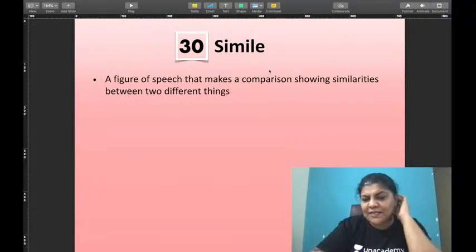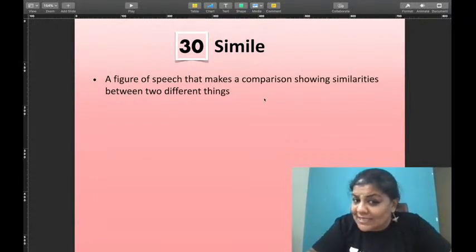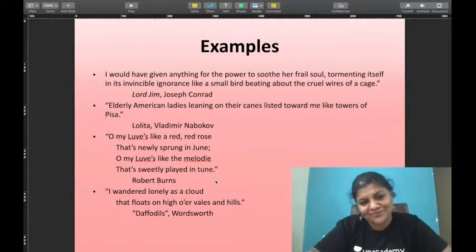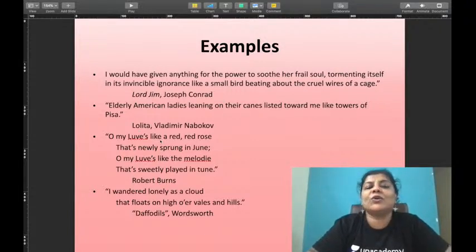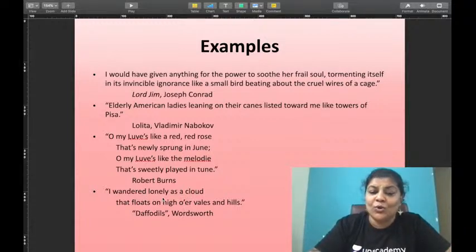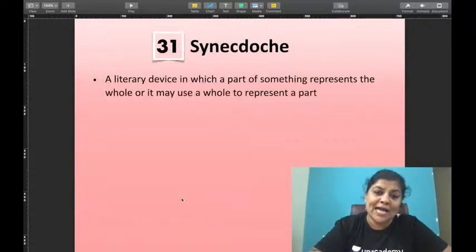Simile is a figure of speech where a comparison is made showing similarities between two different things, and you have to use the word like, as, etc. Oh, my love is like a red, red rose that's newly sprung in June. My love is like a melody that's sweetly played in tune. Like, simile. I wandered lonely as a cloud. As. Simile. Like a cloud, as a cloud.